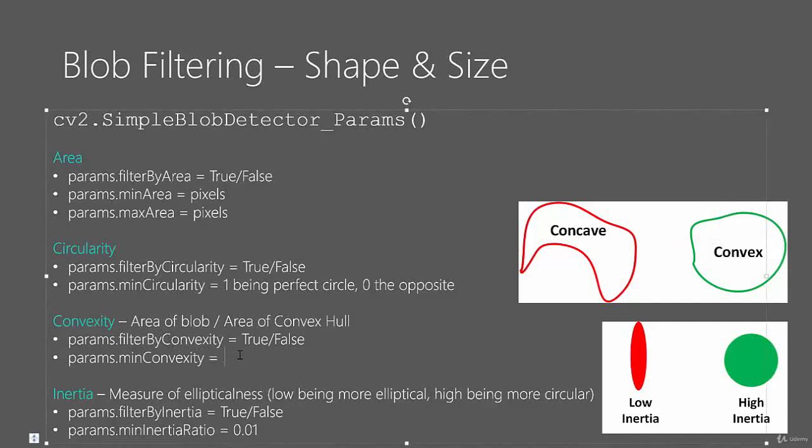Now this value should actually be some value between 0 and 1, and that is basically what we consider the convexity values that we set, sorry. So what about inertia?